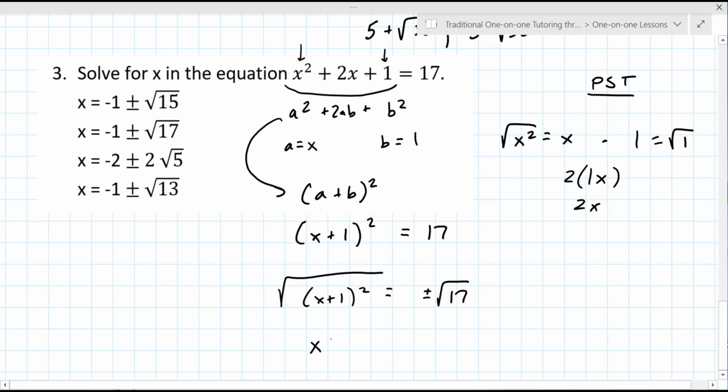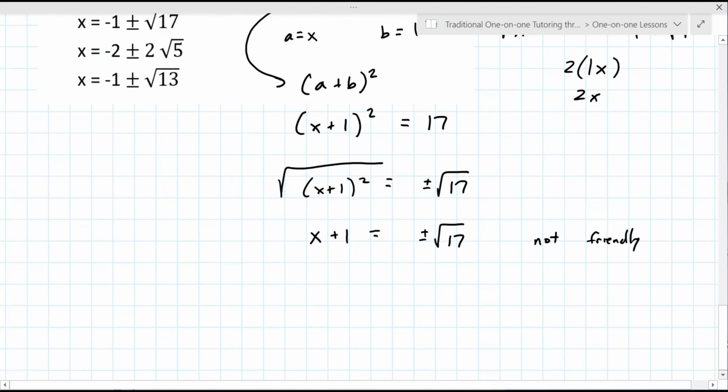So on the left, it just becomes x plus 1. The square root of 17 is not friendly. It's not known. So we just leave it. It's not possible to reduce. And then you subtract 1 from both sides. So x equals minus 1 plus or minus the square root of 17. Okay, that makes sense.